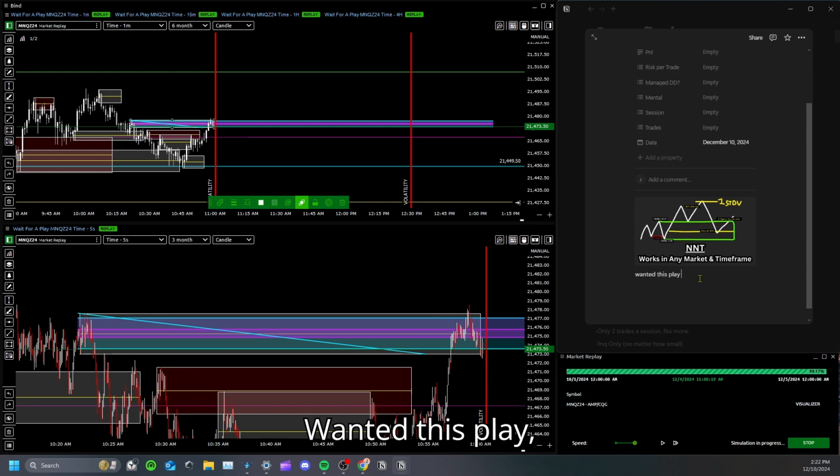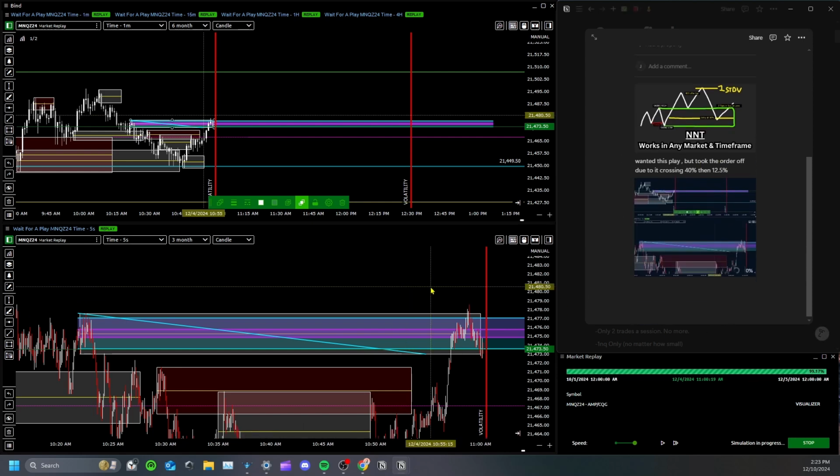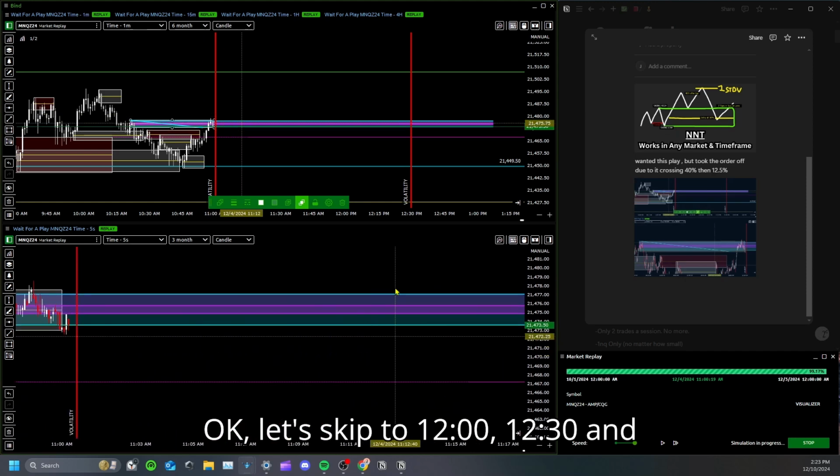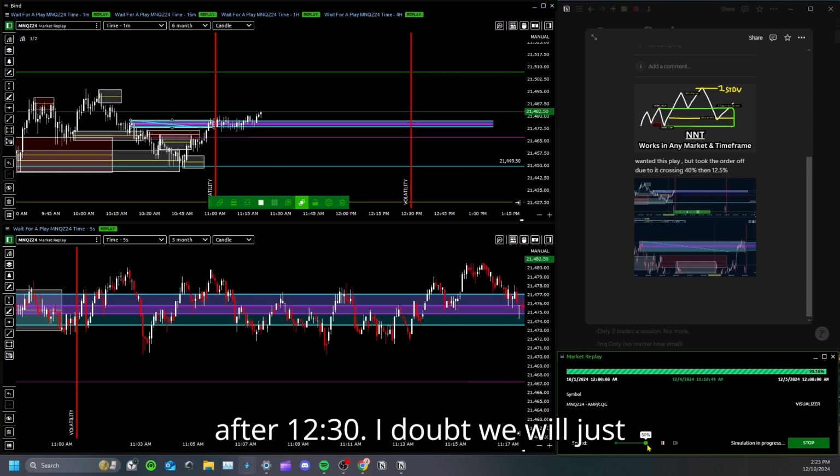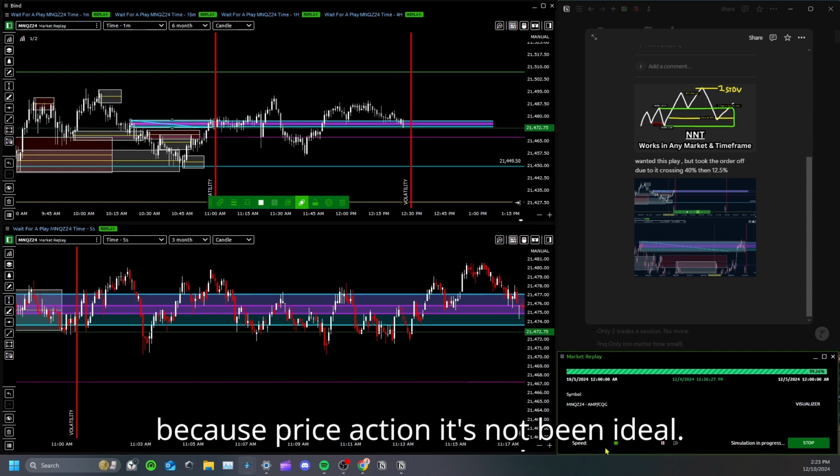Wanted this play, but took the order off due to it getting very close. Took the order off due to it crossing 40%, then 12.5%, just meaning it got mitigated. Okay, and let's skip to 12:30, and hopefully we can find something after 12:30. I doubt we will, just because price action has not been ideal.